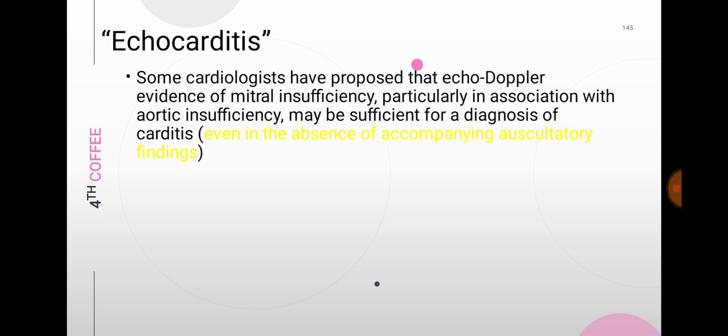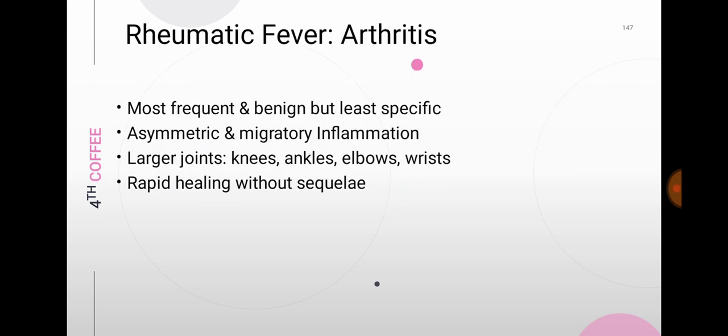So J for joints. Arthritis in RF is the most frequent and benign. It is asymmetric and migratory, meaning it shifts from one large joint to another. So today the pain is here, the next day it's here, the next day it's here. So it's polyarthritis and it's migratory. It involves large joints, your knees, ankles, elbows, and wrists, and it heals without sequelae.